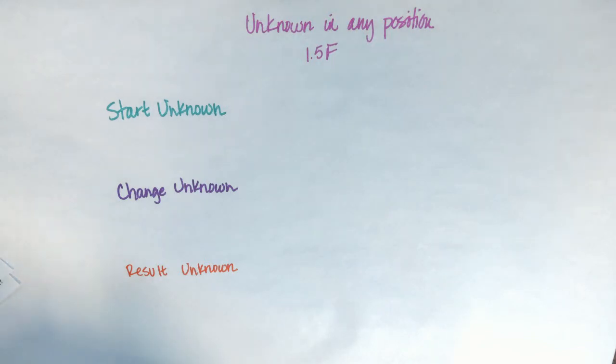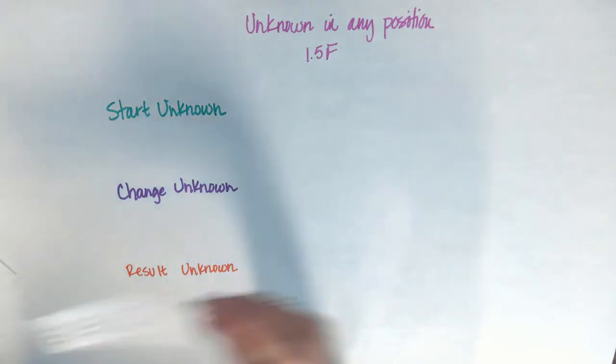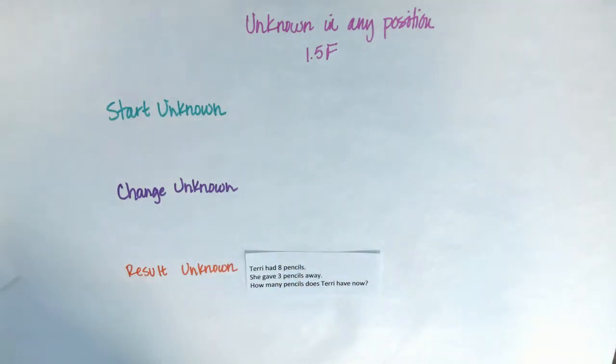Now, we call this start unknown, change unknown, or result unknown. So it's the situation where kids have to solve when the unknown isn't always just result unknown. And that's our favorite one. I've got some word problems here to help us make sense of the difference between these 3 problems. So a result unknown is the one we're all most familiar with, and we like it because we know how to teach it, it makes sense to kids, and it's not a tough concept.